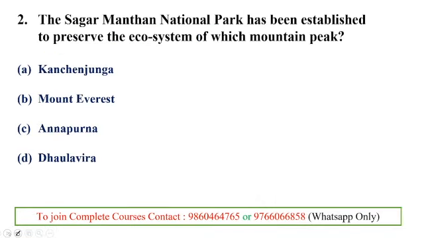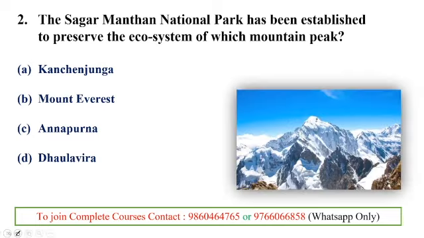Sagarmatha is a national park that has been established to preserve the ecosystem of an important mountain peak. So which is the mountain peak that is protected or preserved with the construction of the Sagarmatha National Park? You can see a hilly area, the mountain here, and from this you can easily locate the mountain, that is the great Mount Everest. It is the one protected to preserve the ecosystem of Mount Everest.